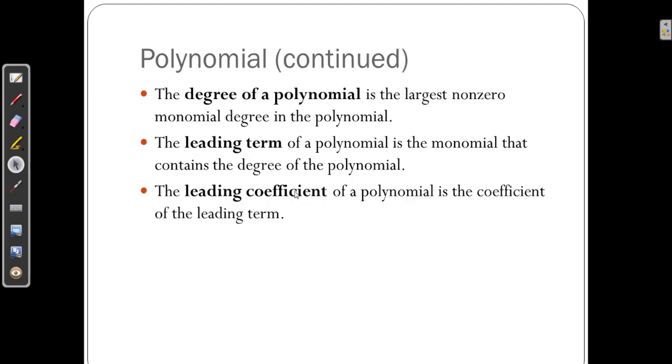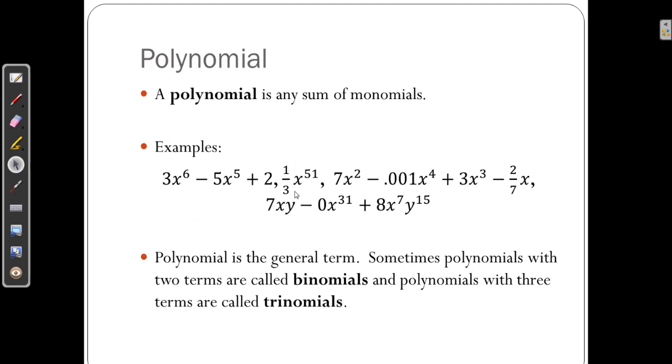The leading coefficient. The coefficient of an algebraic term is just the number in the front. So this term, its coefficient is 3. This term's coefficient is negative 5. This term's coefficient is 2. This term's coefficient is 1/3. This term's coefficient is 7. This term's coefficient is negative 0.001, etc.